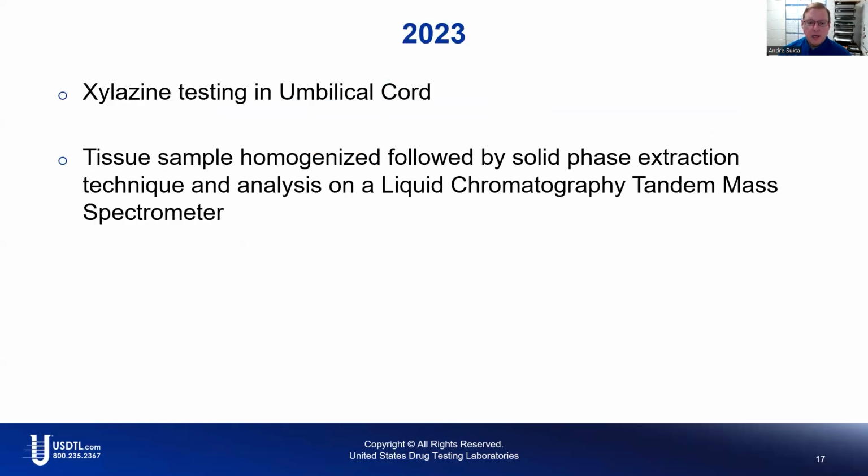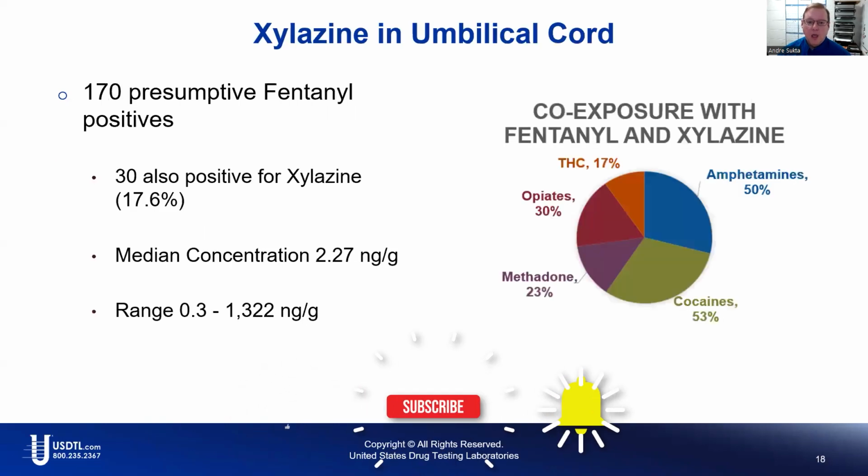So in 2023, we launched our umbilical cord testing. There was another laboratory that also launched umbilical cord testing that same year as us. And it's a simple tissue homogenization, followed by a solid phase extraction technique, and then analysis on an LC-MS. What's important here to look at is what the exposure is for this. We pulled 170 fentanyl presumptive positives. We tested them for fentanyl and for xylazine. Of that, 30 of them were also positive for xylazine, or just under 20%.